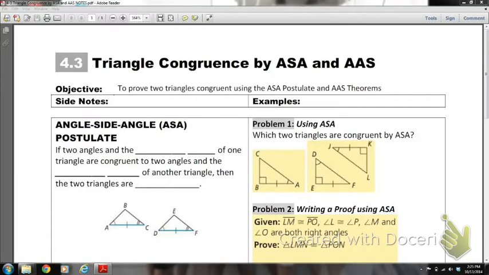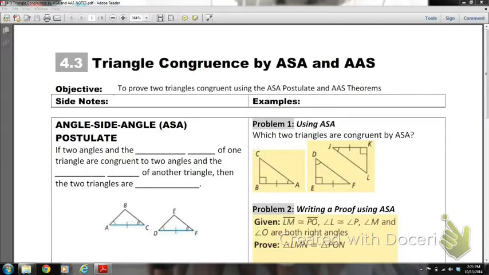In this lesson, the objective is to prove two triangles congruent using the angle-side-angle postulate or the angle-angle-side theorem. In the first lesson, we used the definition of congruent polygons, or the definition of congruent triangles, to determine that two triangles were congruent.